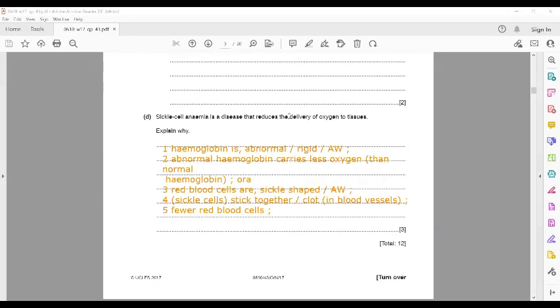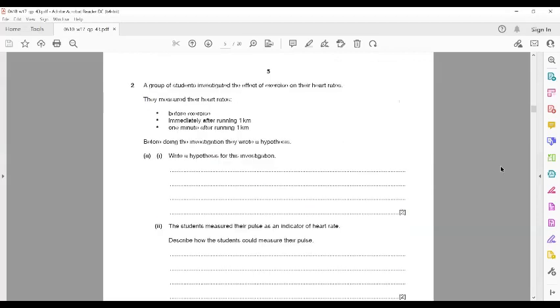Students investigated the effect of exercise on their heart rates. They measured their heart rates before exercise, immediately after running 1 km, and 1 minute after running 1 km. Before doing the investigation, they wrote a hypothesis. Write a hypothesis for this investigation.